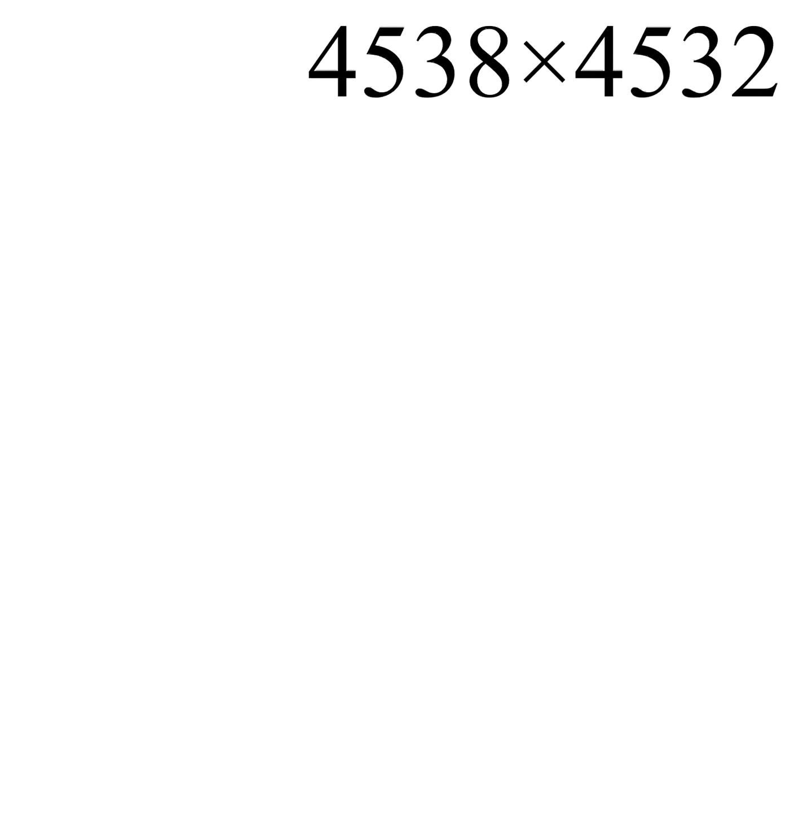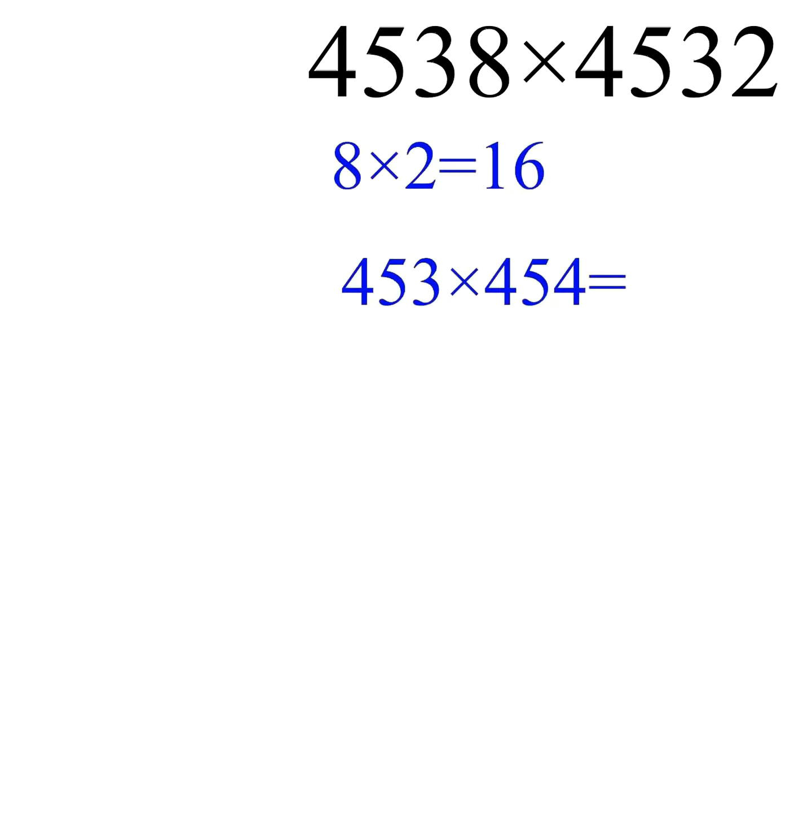So here's a harder one. Here, the sum of 8 and 2 equals 10, and 453 is our common number on the left of the two numbers. So here we first multiply 8 into 2, which is 16, then our common number into its next integer, which is 454.